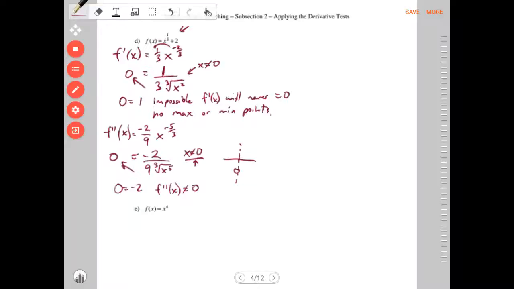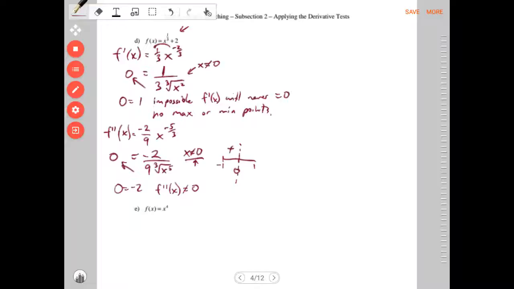So negative 1 is out here, positive 1 is over there. So let's check negative 1 in the second derivative. Negative 1 to the fifth is negative 1, and the cube root of negative 1 is negative 1. 9 times negative 1 is negative 9, and negative 2 divided by negative 9 is a positive value, positive 2/9.